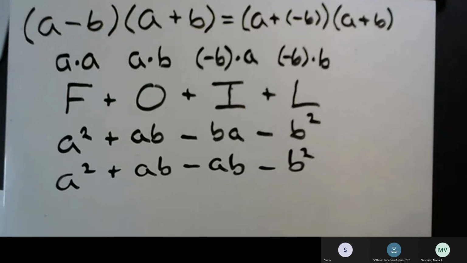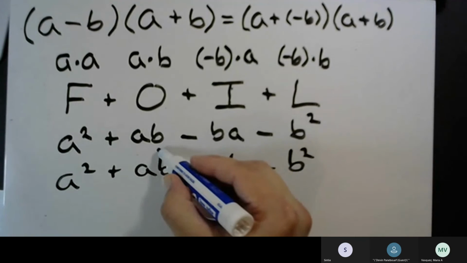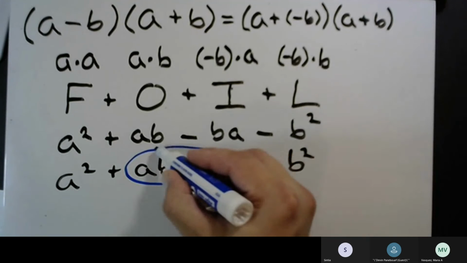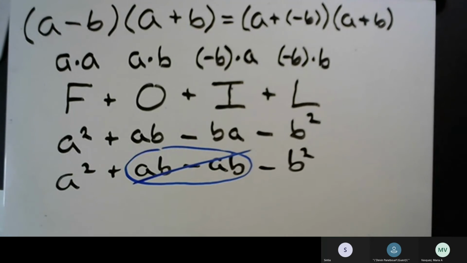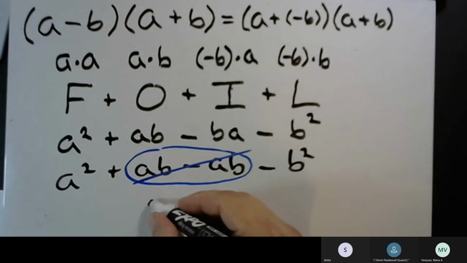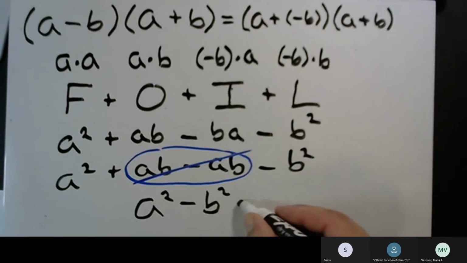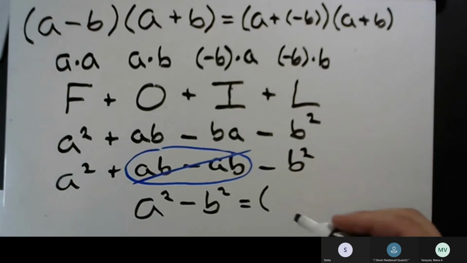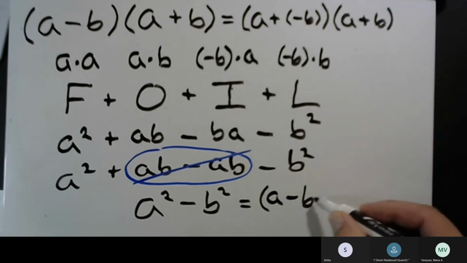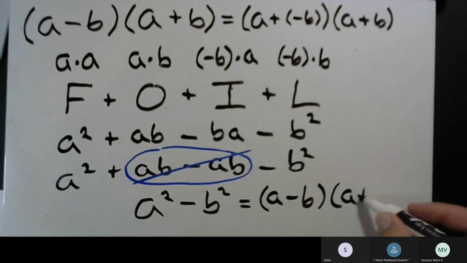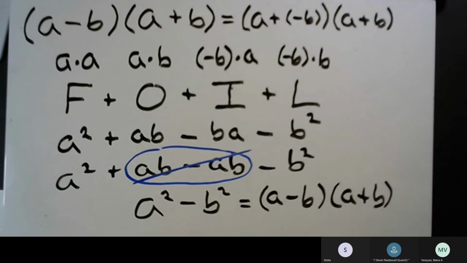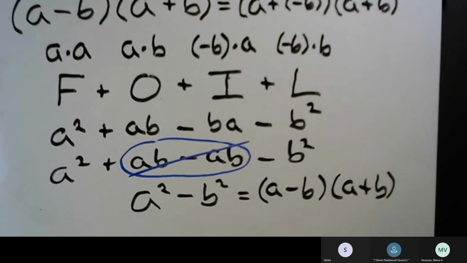So negative times a positive is a negative. That's what we're looking at. And what you're going to see is that the terms in the middle, they're going to cancel. And that's going to leave us with a squared minus b squared. And that originally was a minus b, a plus b. And the order here isn't going to matter.